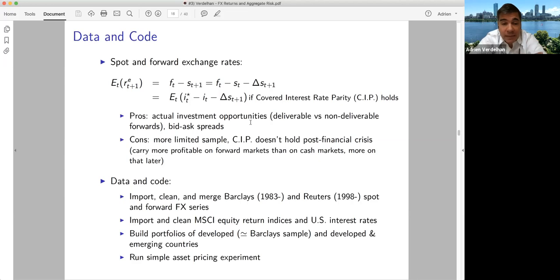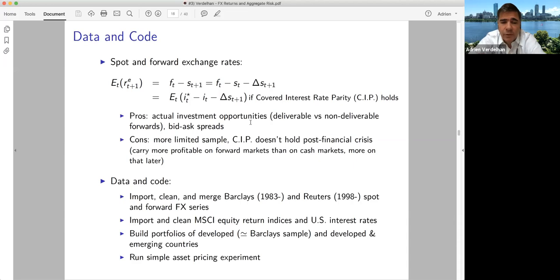So let me just explain what we posted and what we're sharing today. We're sharing data requests that actually pull data from Datastream from two big suppliers: Barclays, because that's the way to start in 1983, and Reuters, because that's actually the largest set and kind of the benchmark, starting in 1988. And we have the spot and the forward series updated to last week at the daily frequency.